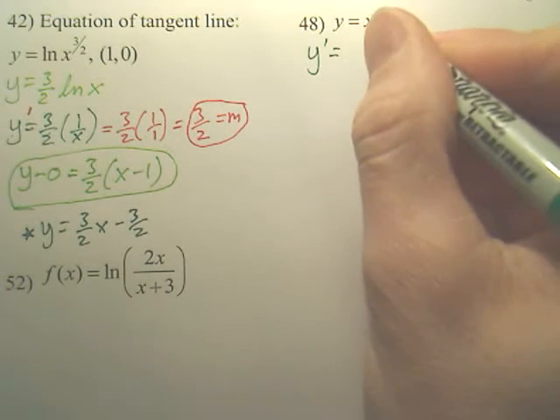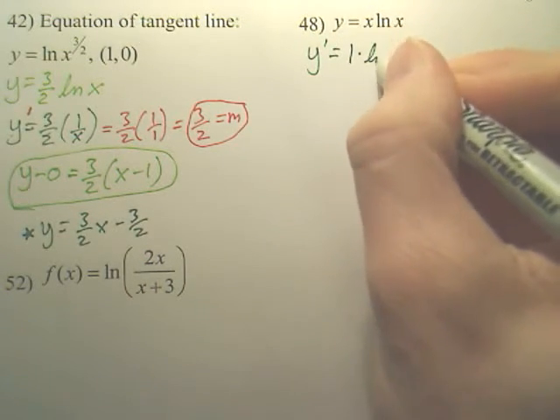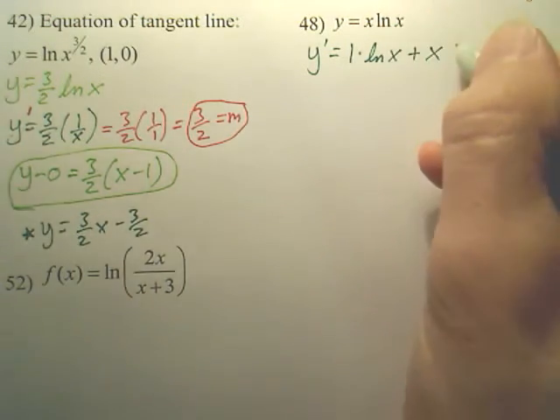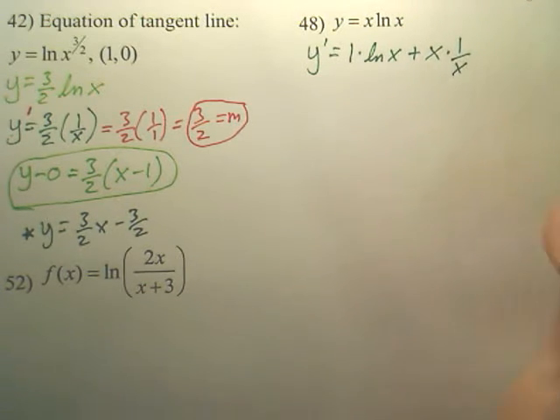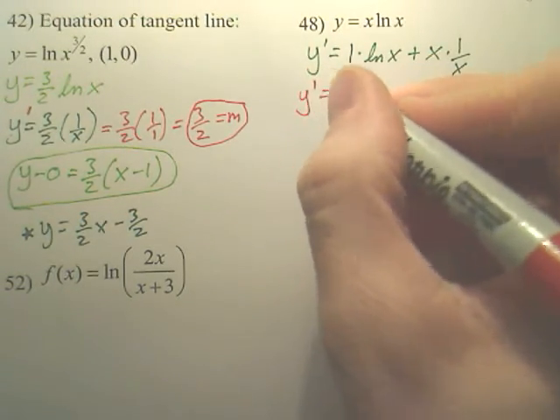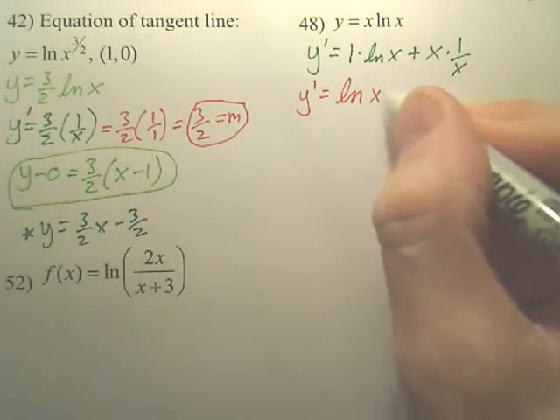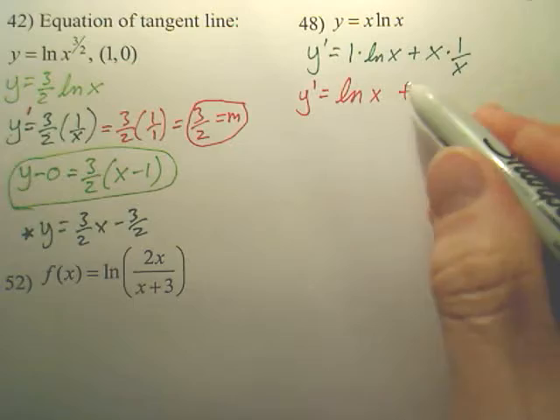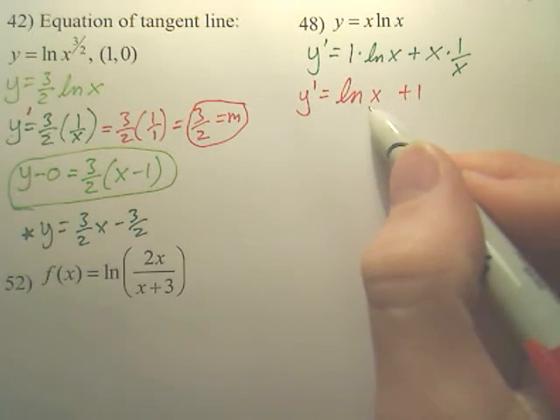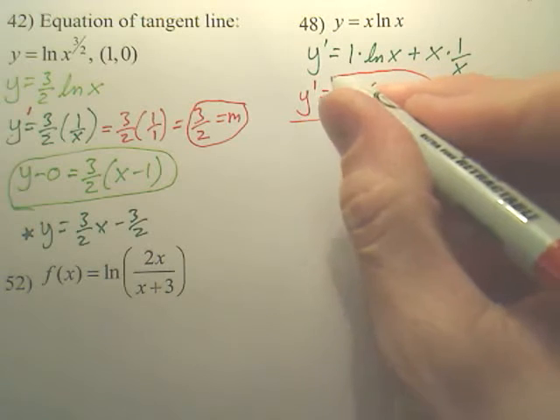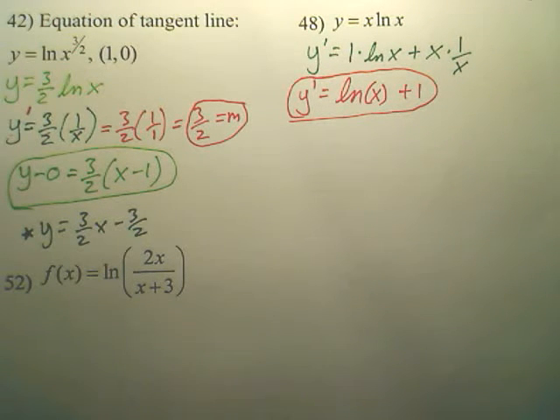So y prime, derivative of x is 1, leave ln x, plus leave x, and derive ln x. Well, the derivative of ln x is 1 over x. So my derivative is ln x plus 1. Now, make sure you don't think that plus 1 is inside the ln x. If you want to, put this right here. It's your call. I think that could help. That is simply your answer. Not as hard as it might seem at first.